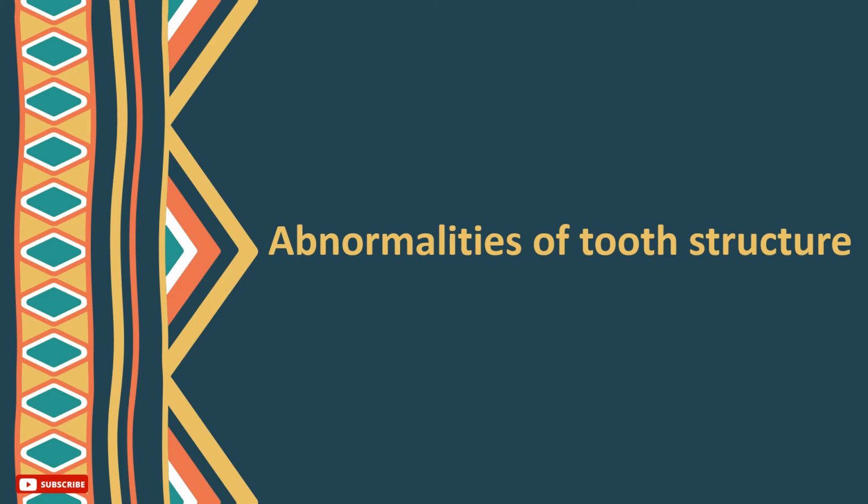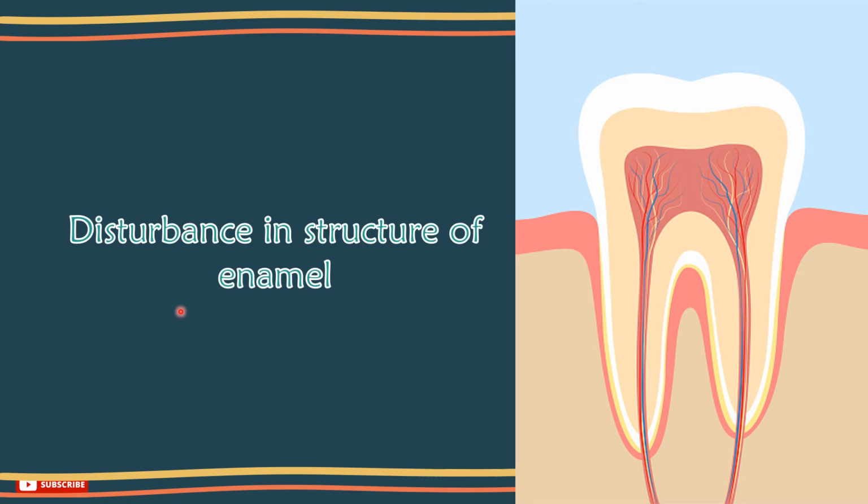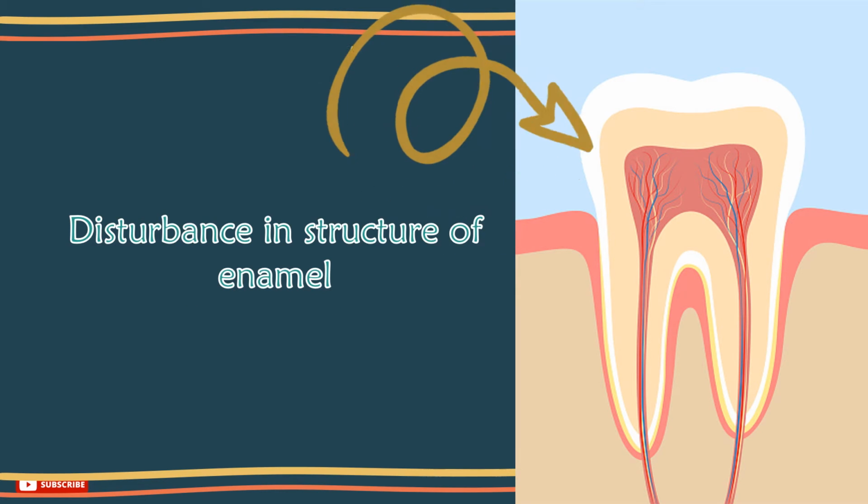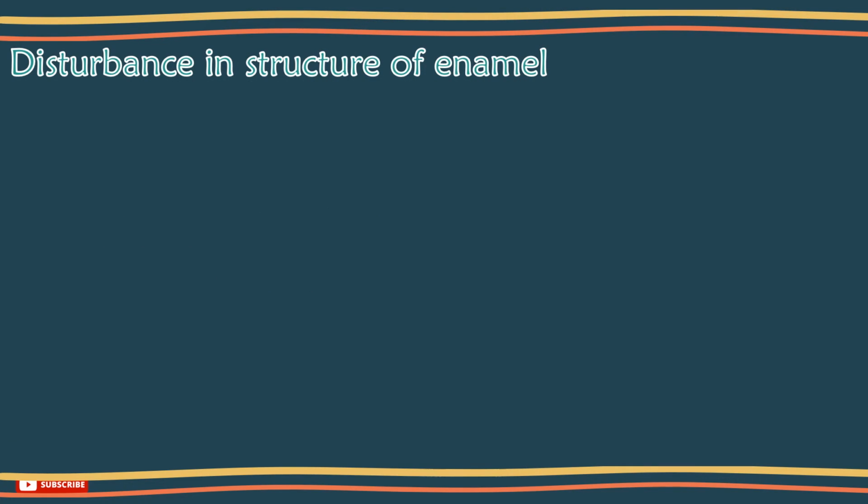Abnormalities of tooth structure, starting with disturbances in the structure of enamel. Enamel usually develops in two phases. First, as an organic matrix, and second, as mineralized tissue. Disruption of enamel formation can therefore manifest as follows.